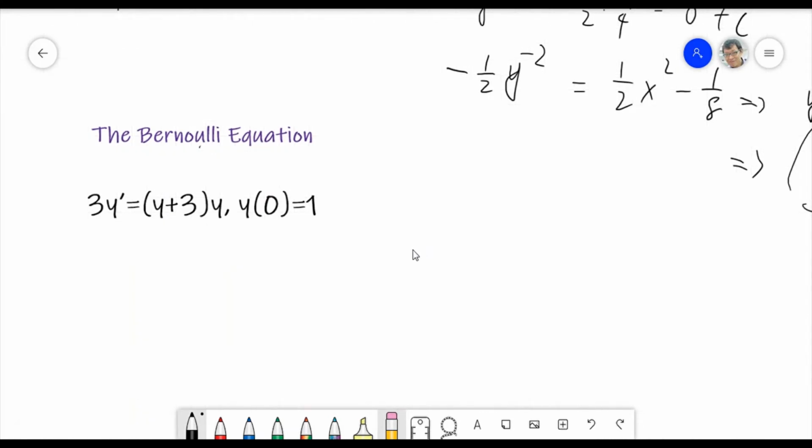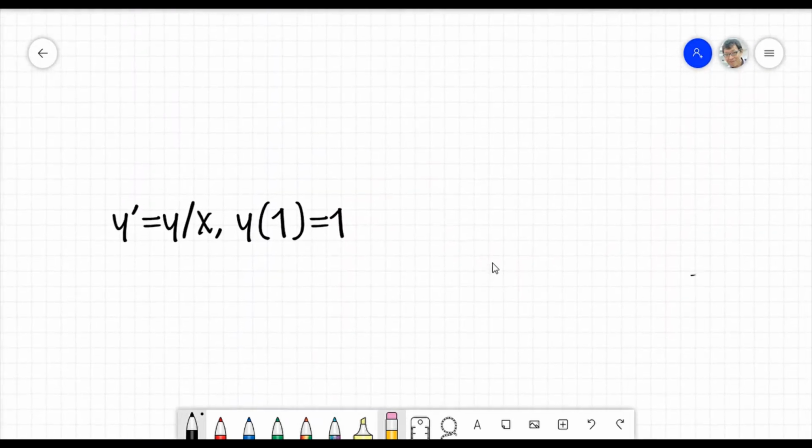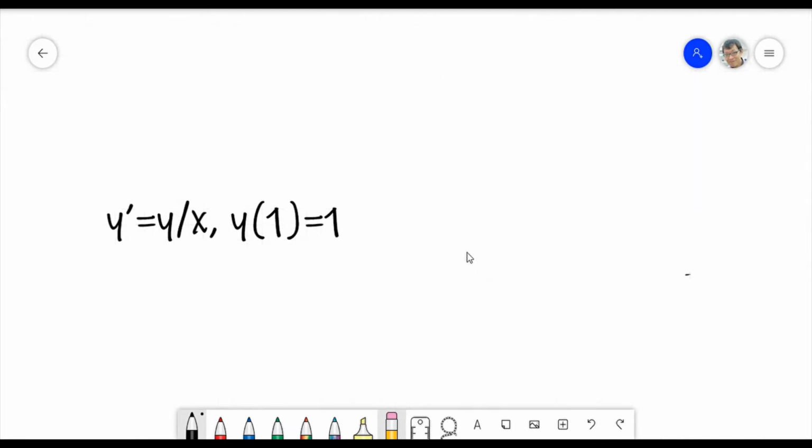This is called a Bernoulli equation. Why? Because there is more than one y term, and another y has an exponent. How do we solve this? In fact, it is a little hard. I need a strategy. Maybe let's go to the third one first. The third is easy, and after that I will come back to the second one.